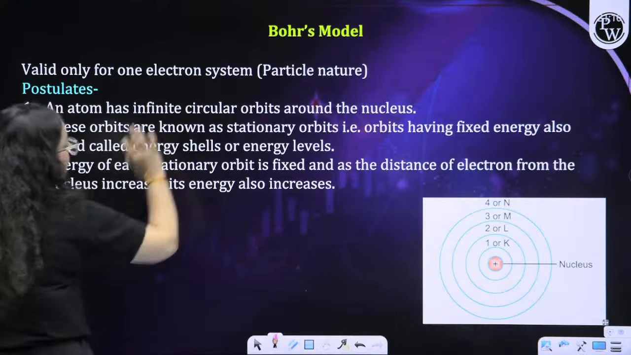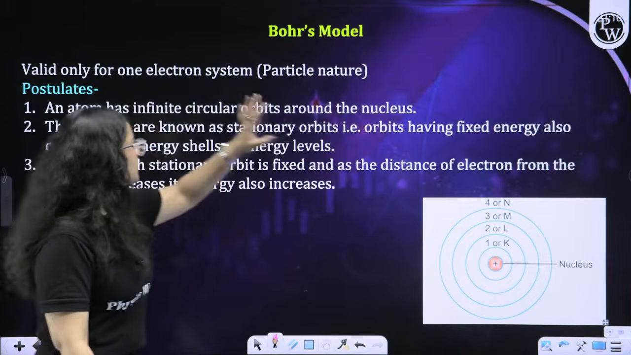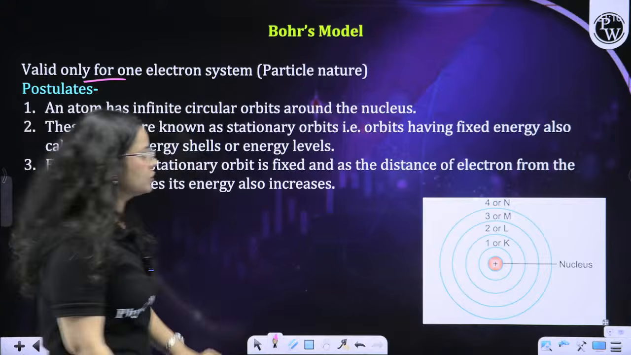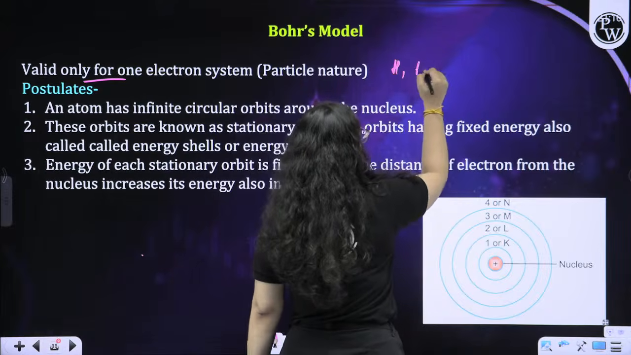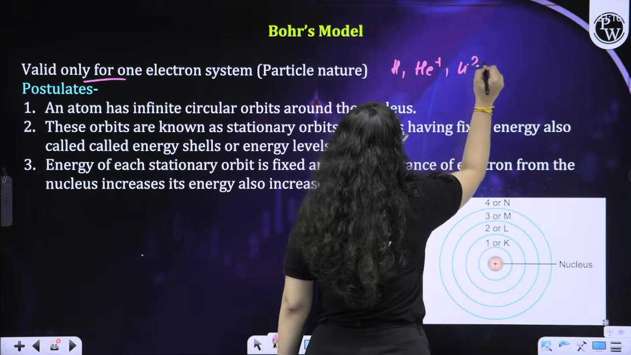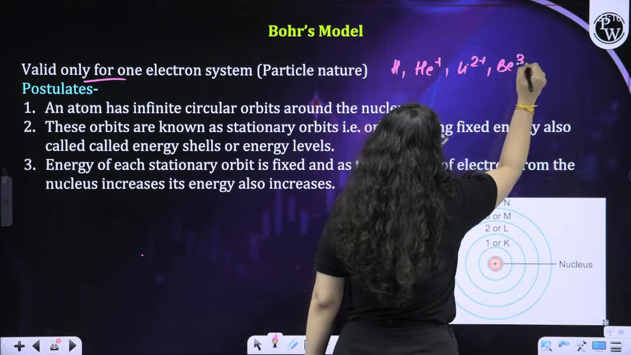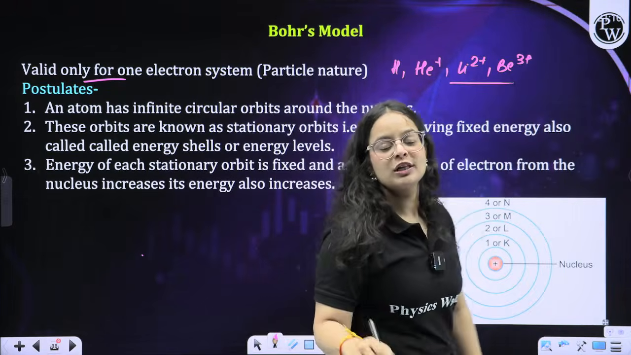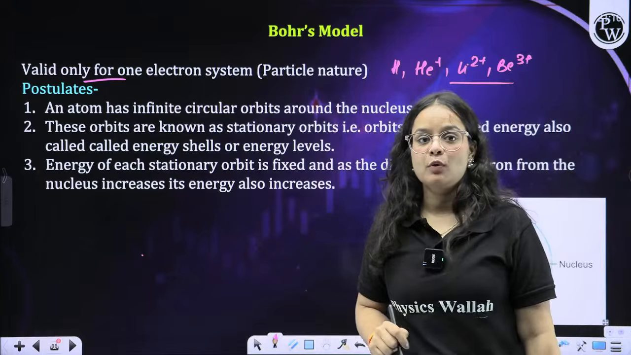Okay, so what are the postulates of the Bohr model? It is a simple model. It discusses single electron species only, like hydrogen, like helium positive, like lithium 2 positive, like beryllium 3 positive. So it is valid only for single electronic species. That was a limitation of his model as well, right?